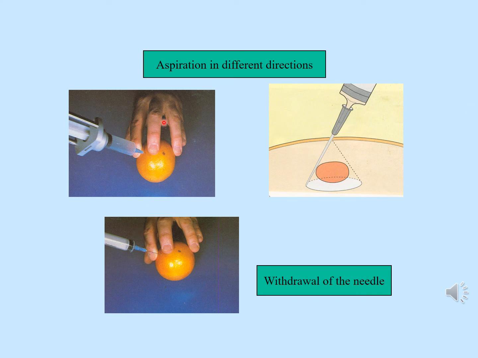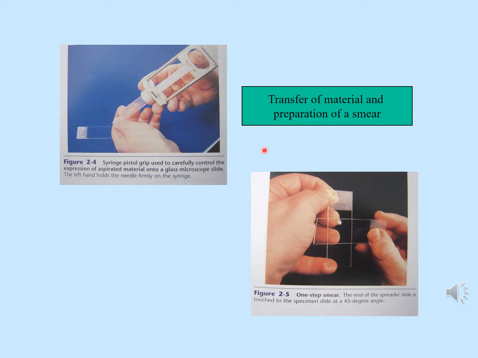Once you apply negative pressure, you swiftly move the syringe inside the lesion, and then you bring the plunger back, and then you take the needle out from the lesion. The step after that is you disengage the needle. Then you fill air into the syringe, and then force the content out onto a glass slide.